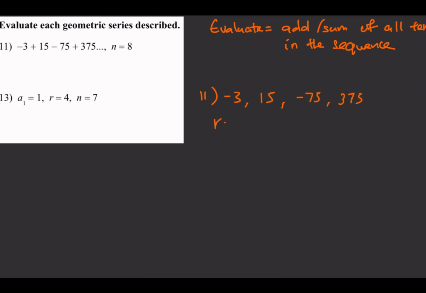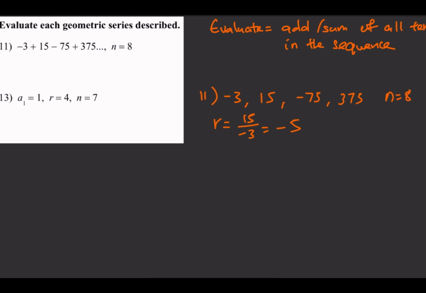First, we want to find the common ratio, which is 15 divided by negative 3, negative 5. Then we have to confirm that the common ratio is negative 5 by taking negative 75 divided by 15, which is negative 5. Common ratio, correct. So we will be doing it for n equal 8 times.